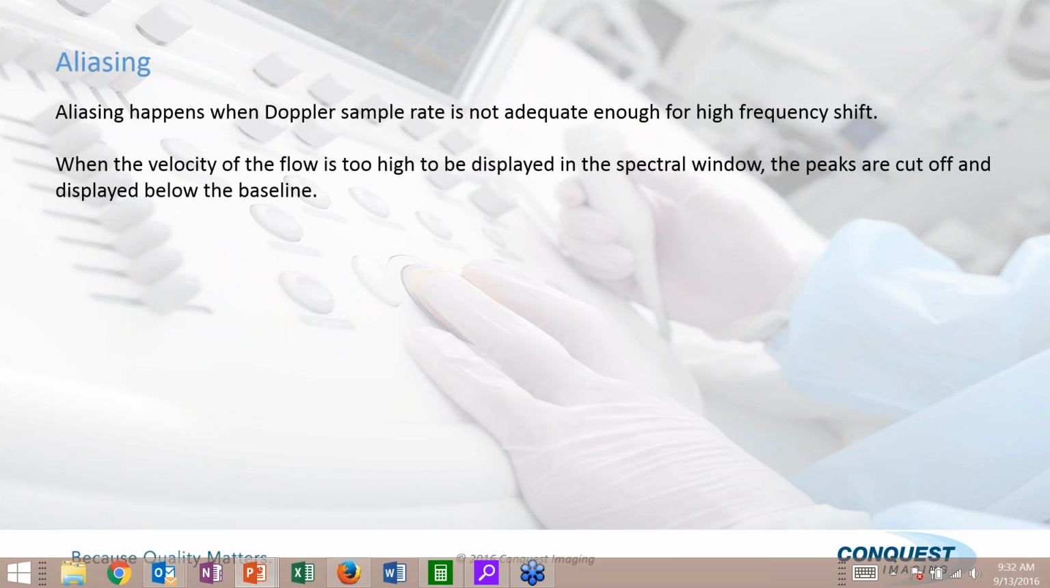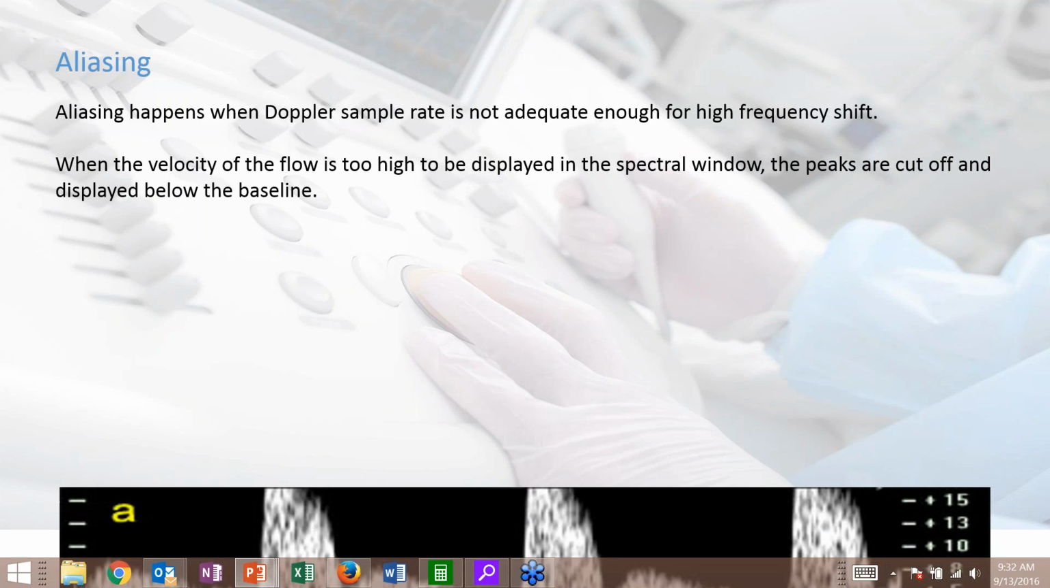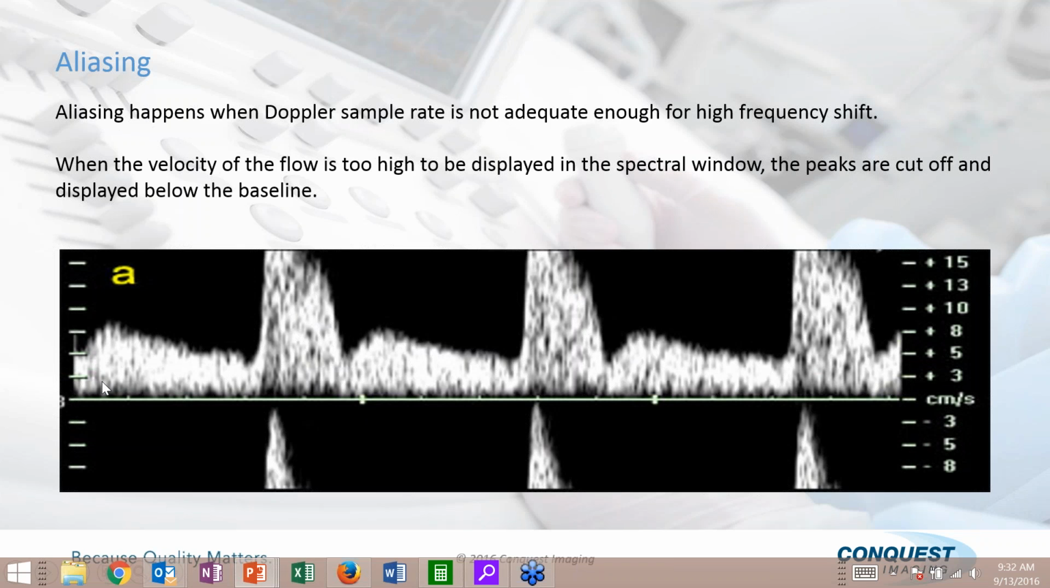Aliasing. Aliasing is something that, for those of us who are doing service, we want to be aware of. Aliasing is what happens when our Doppler sample rate is not high enough for a high frequency shift. And what you'll see is this here. So essentially you have your pulse wave graph, where the signal is being cut off at the top here, and you can see where it's being wrapped around.